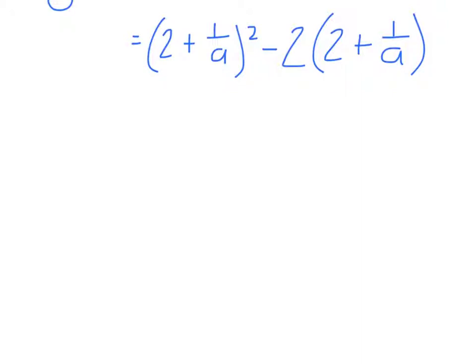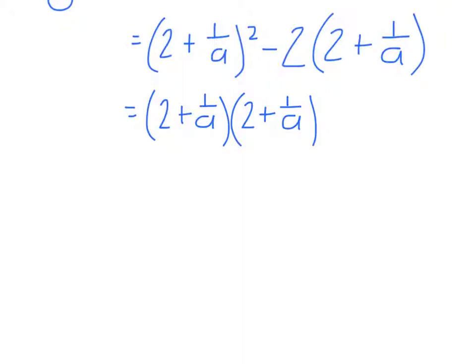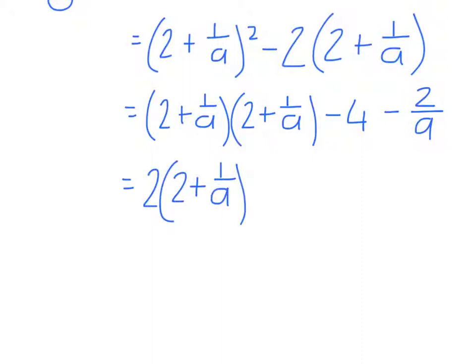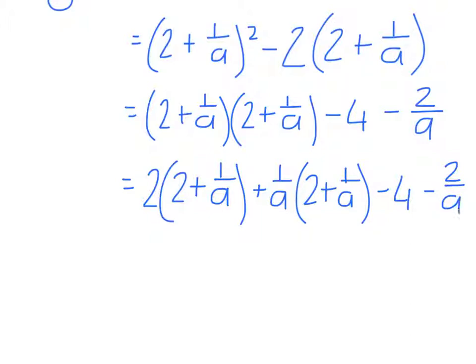So in order to do that, we have to square out this bracket, so that's 2 plus 1 over a multiplied by itself. Take away 2 times the second bracket, so negative 2 times 2 is negative 4, and negative 2 times plus 1 over a is negative 2 over a. So that then gives us 2 times 2 plus 1 over a plus 1 over a times 2 plus 1 over a. To multiply the brackets out, take away 4, take away 2 over a.